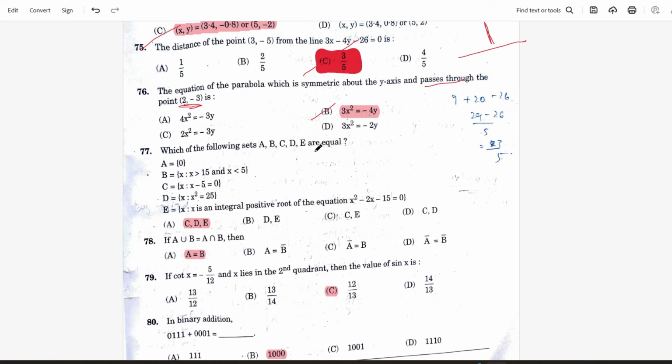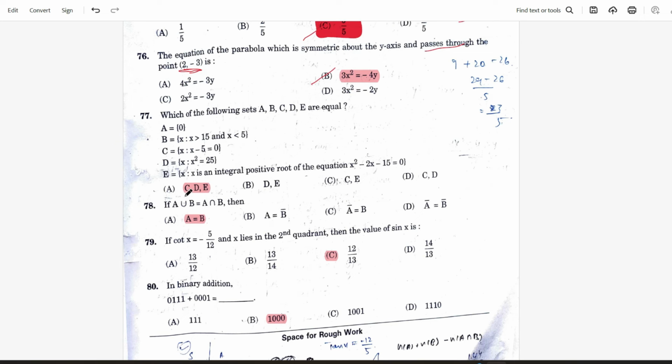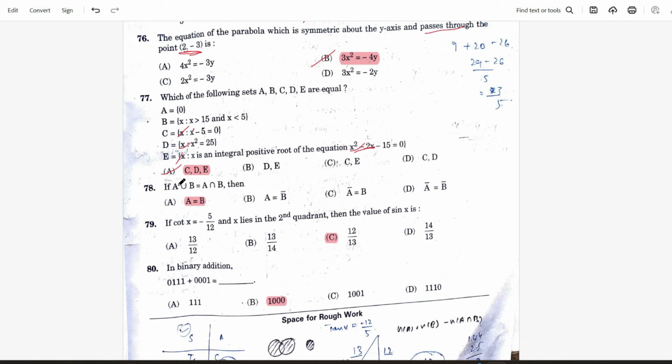Which of the following A, B, C, D are equal? So which is equal? B, D, C is equal, because 5 minus 5 is 0. If I consider x as 5, 5 minus 5 is 0, so x is 5 here, so 25. So square root of 25 is 5. Here also x is 5, because the positive integer root of the equation is 5, so 5 will satisfy here to get the equation 0. So A, B, C, D, E, option A is the right answer.